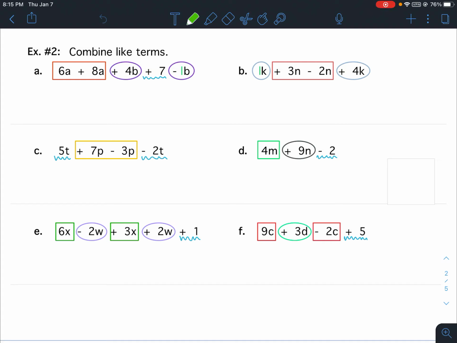Combining like terms and distributive property lesson pre-8. Example number 2. Example number 2 is just like example number 1. You're combining like terms. Pause your video, walk through example 2 on your own.